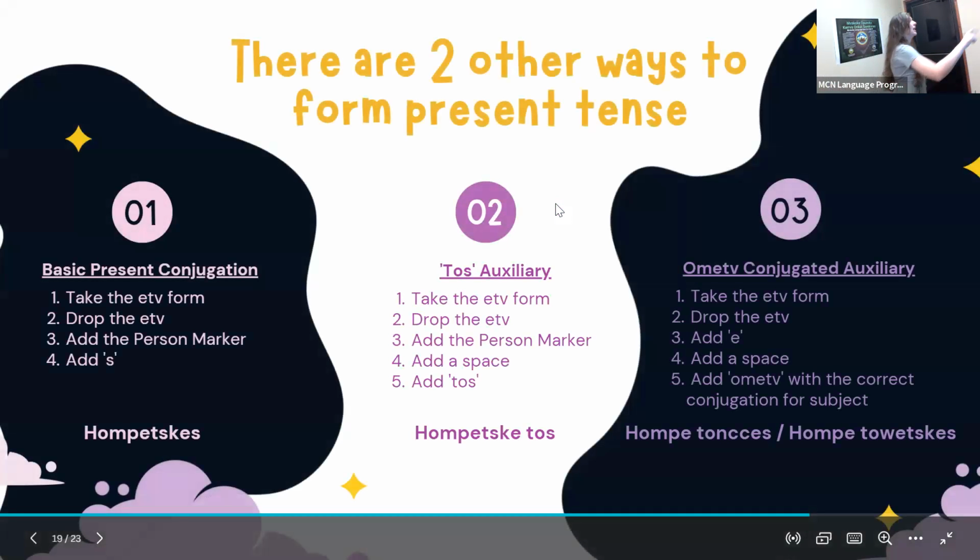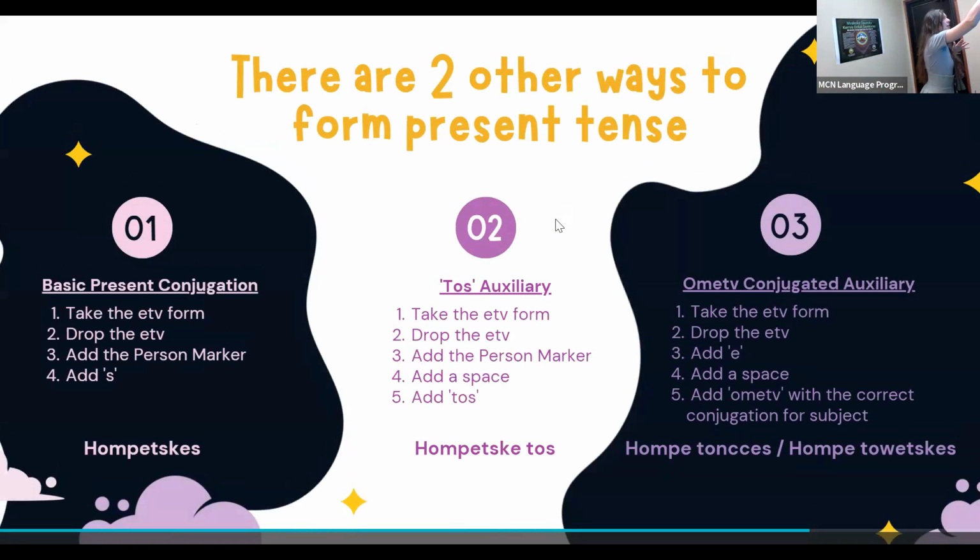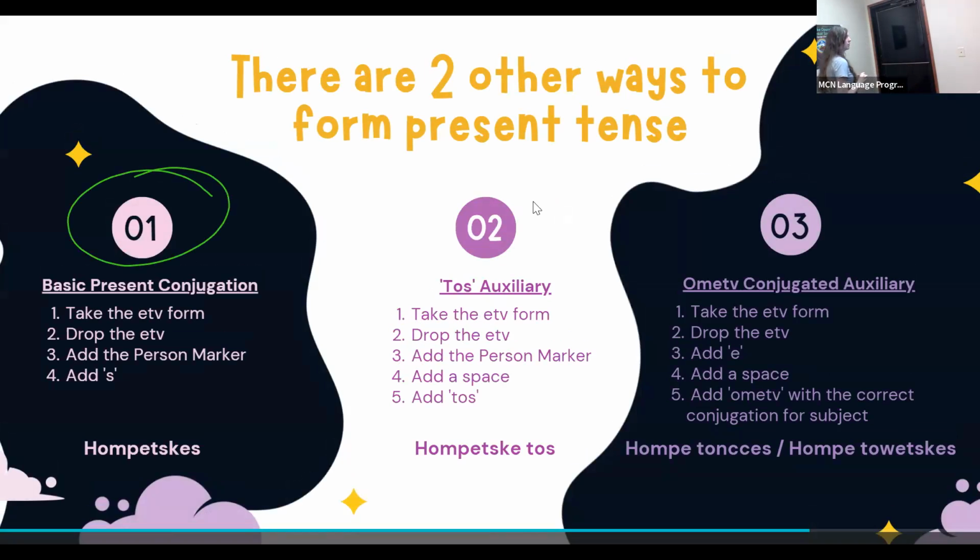Okay. Now, there are two other ways to form present tense with what we've already learned. Now, that might sound scary. It's not scary, I promise. So, this is the first one we learned. Basic present tense conjugation. That's where you take the ida, drop the ida, you do your L grade bit right here because you just have to remember L grade. Add your person marker, add S, right?